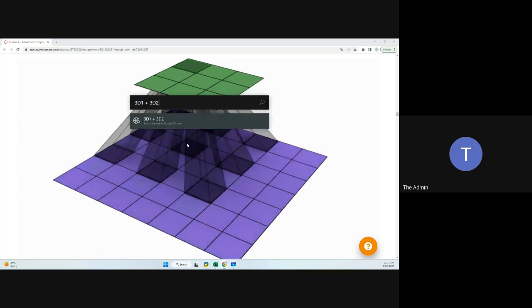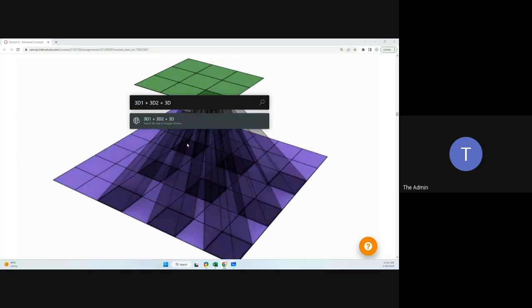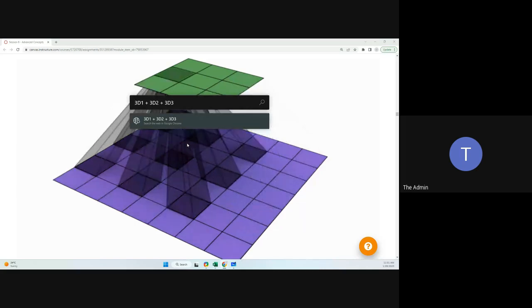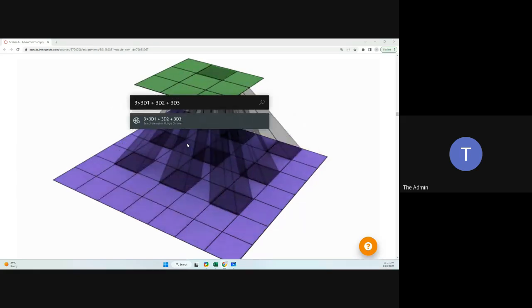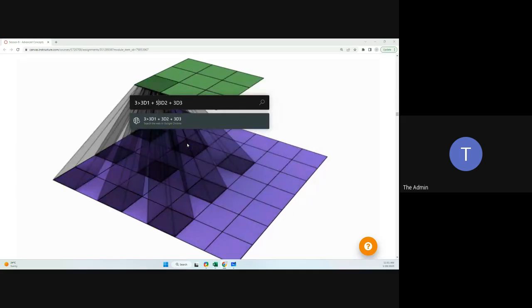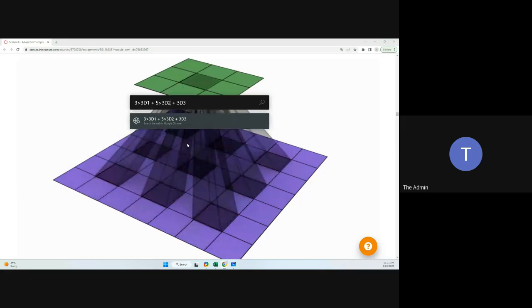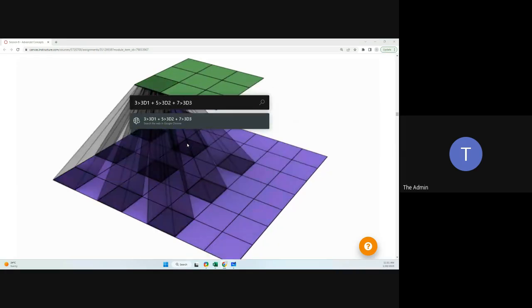Then you'll add a 3D2, then you'll add a 3D3. So you will have a receptive field of 3 kernel, you'll have a receptive field of 5 kernel, and then you'll have a receptive field of 7 kernel working simultaneously. That will be like a group convolution.